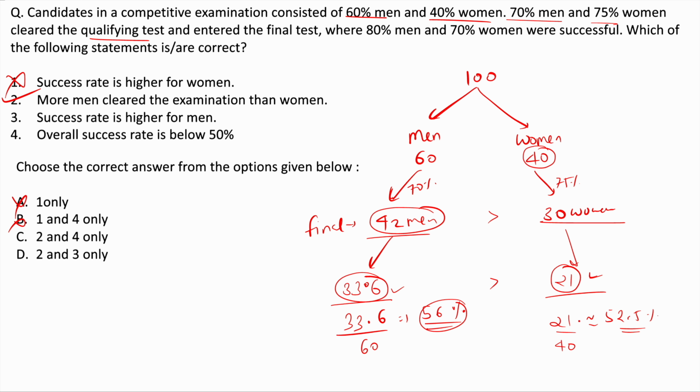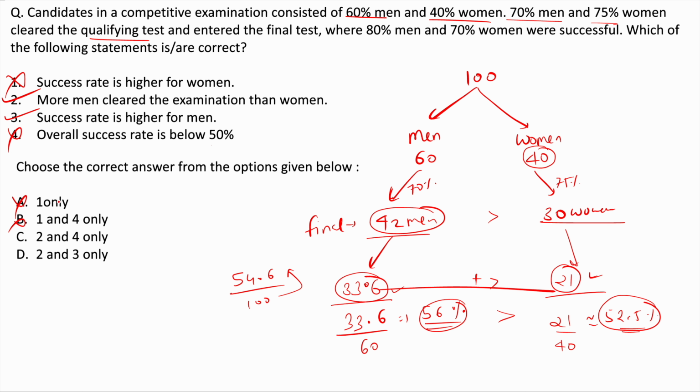56% is the success rate for men, and for women this is 52.5. So the success rate for men is more, and statement 3 is correct. Lastly, overall success rate is below 50%. Well, overall 33.6 plus 21, 54.6 people have passed out of 100. This is above 50%, right? So the fourth is not correct.